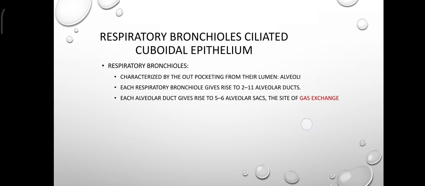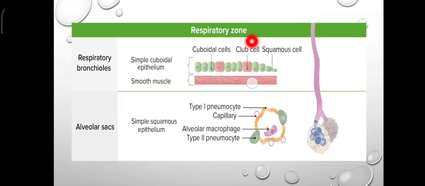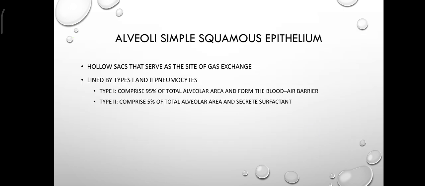And then we will discuss the epithelium of the respiratory zone, where respiratory bronchioles are lined by simple cuboidal epithelium. But remember one thing, these epithelial cells are not ciliated. It means the respiratory zone is not ciliated, only the conducting zone epithelium is ciliated. And the alveolar sac is lined by simple squamous epithelium. Alveoli are lined by simple squamous epithelium, as we have already discussed.